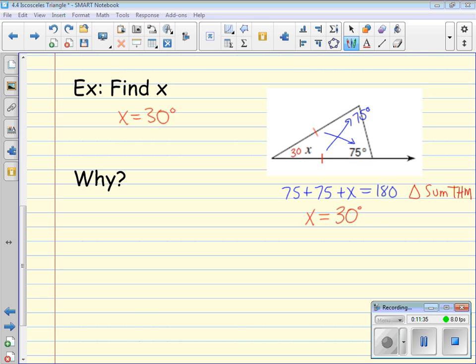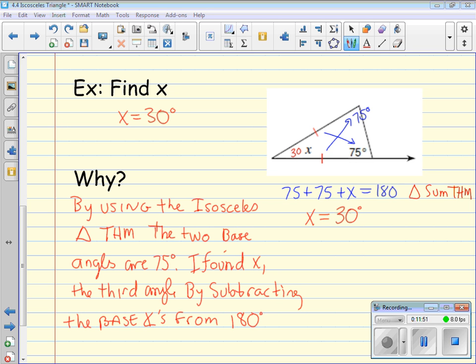That wasn't too hard. I used the triangle sum theorem to set up the equation there. Let's summarize why this is the answer. Again, try to do this on your own so you're thinking it through. Now, there are different ways of writing this, and yours might be just as accurate as mine is. I'm going to write mine now.